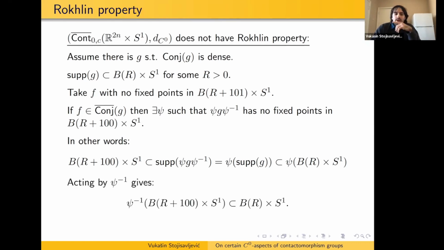Okay, and now you act by psi minus 1 and you actually get squeezing. So the big ball is squeezed into the small ball. And this is a contradiction. I mean, if you have non-squeezing, you also have a non-expanding kind of. So that's the whole argument.